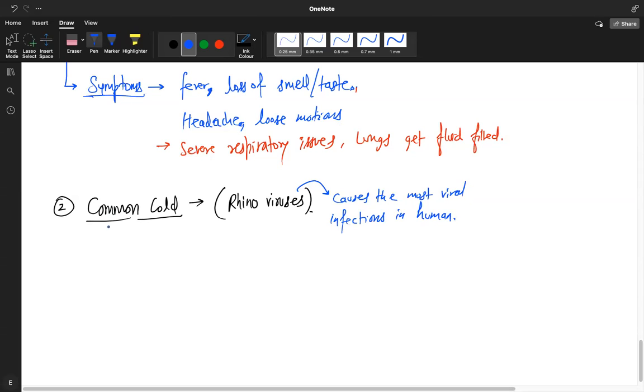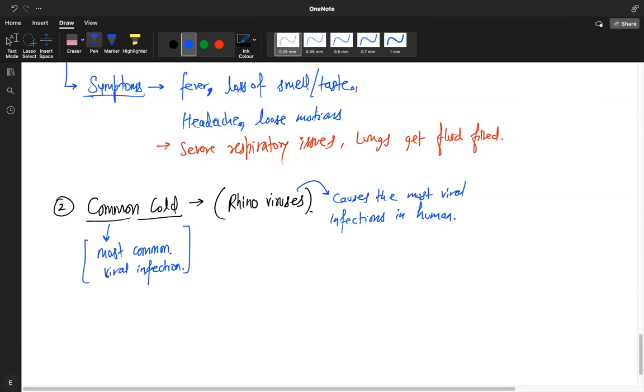And also, the common cold is the most common viral infection. Is it clear, everyone? Now tell me, we also sometimes know it as the flu, viral flu. We have viral flu, viral fever. You must have heard of this.